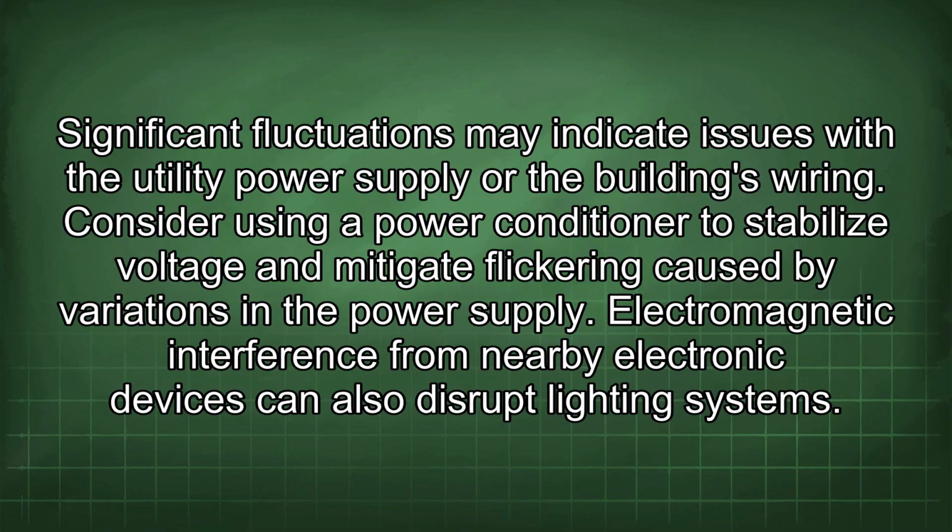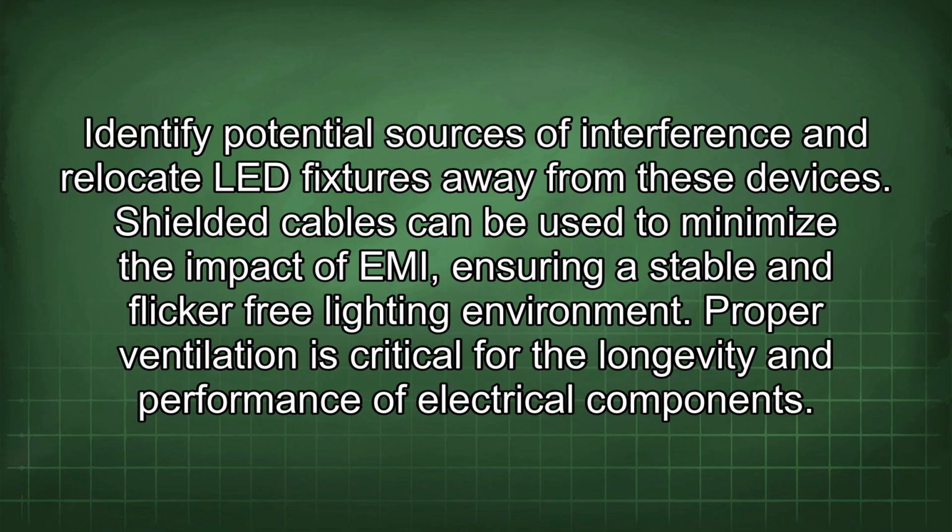Electromagnetic interference from nearby electronic devices could also disrupt lighting systems. Identify potential sources of interference and relocate LED fixtures away from these devices. Shielded cables can be used to minimize the impact of EMI, ensuring a stable and flicker-free lighting environment.